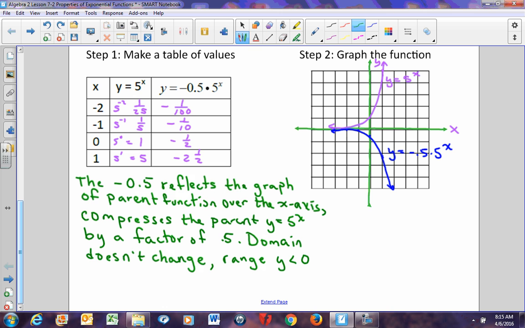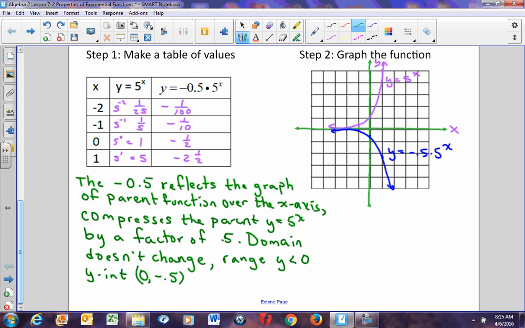Okay, and my y-intercept now is 0, negative 0.5. So it still becomes 0, a. Okay, so it's reflected, it's compressed. The domain doesn't change, the range does change from being y is greater than 0 to being y is less than 0, and the y-intercept stays at 0, a.